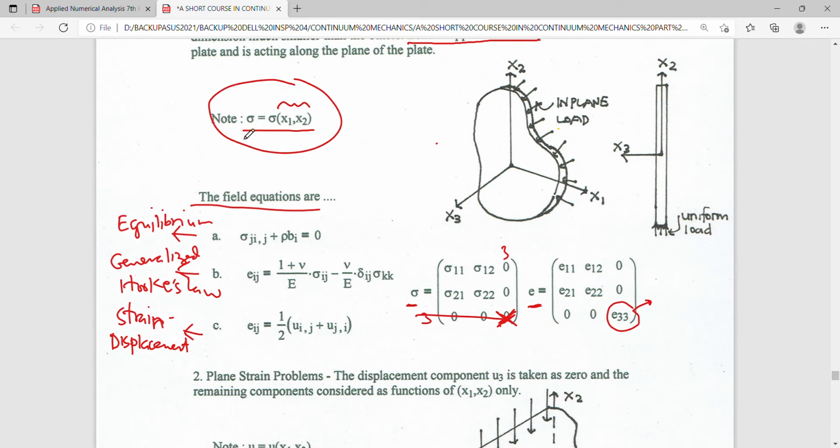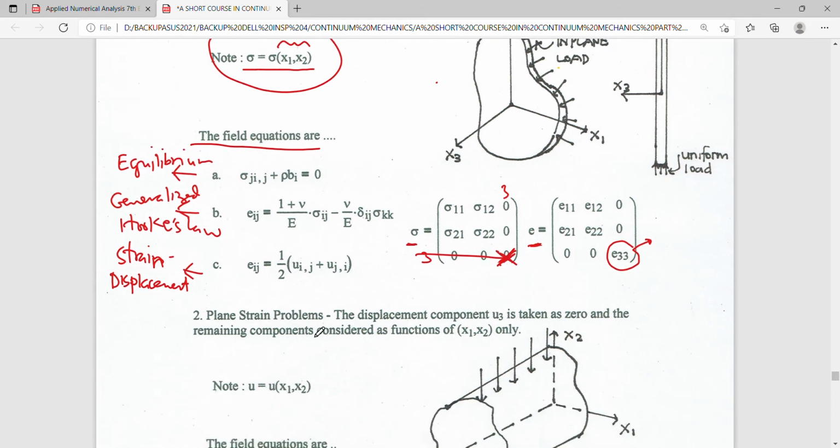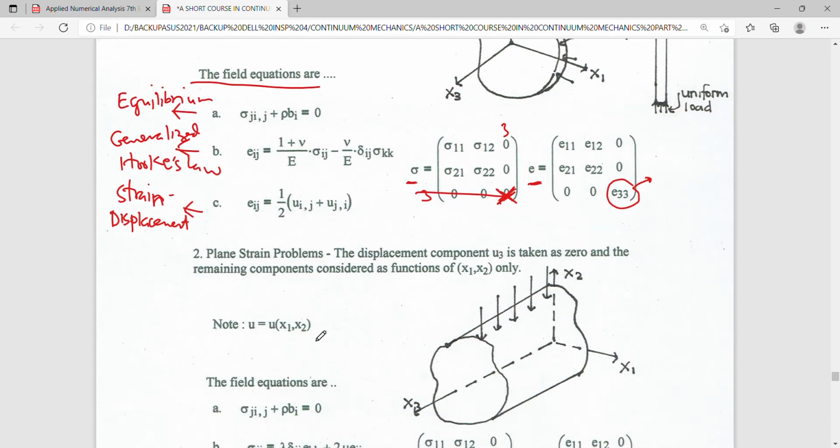Sigma, stress. Plane stress, meaning to say, you don't have any stress on the third axis. Plane strain, meaning to say, you don't have a displacement on the third axis, or it can be thought of as the strain on the third axis is negligible. Okay, so this is now the mathematical definition of a plane strain problem.